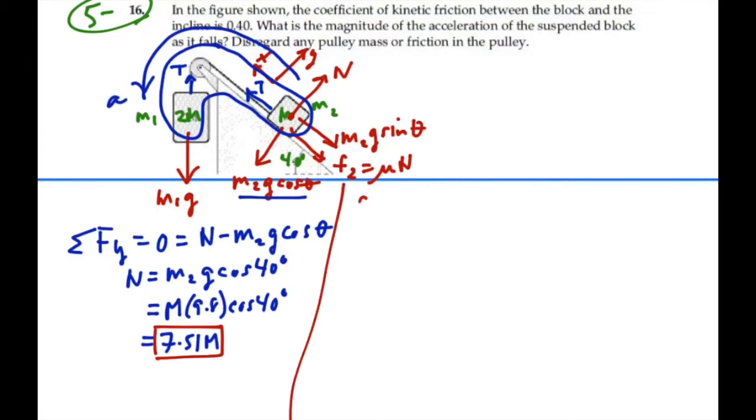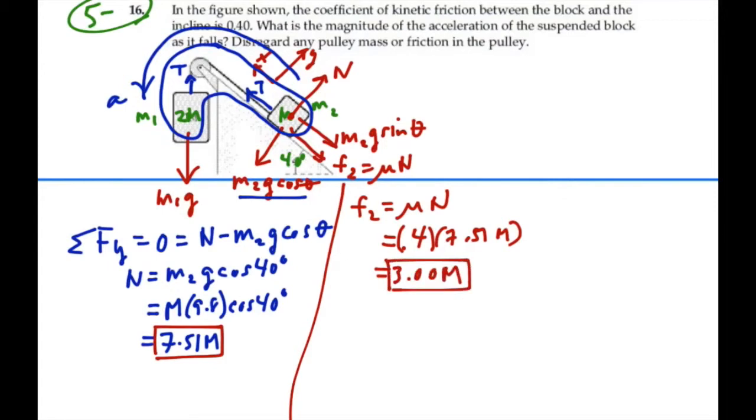Our frictional force then is mu times the normal force, and that would be 0.4 times the 7.51 m. And so that will be 3.00, that's nice, 3.00 m. Alright, so that's our frictional force.